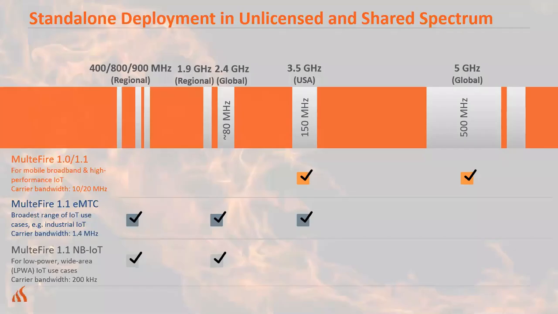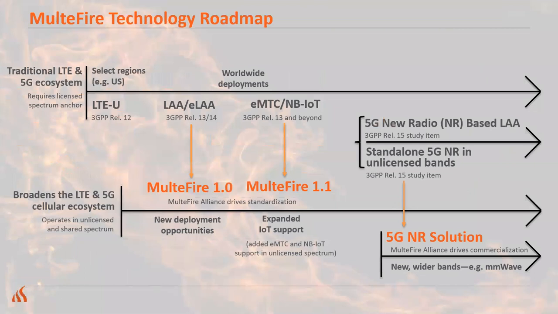Right. So we had that roadmap slide earlier as well. Right now the Alliance is waiting to see the 3GPP progress when it comes to 5G NR in licensed bands, including the standalone mode. And based on that, as we worked with LAA and eLAA with release 1.0 and 1.1, we'll be working, again, in a supporting role based on what 3GPP is doing from that perspective.